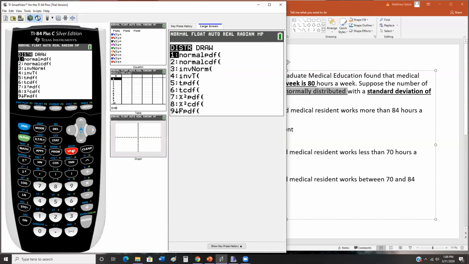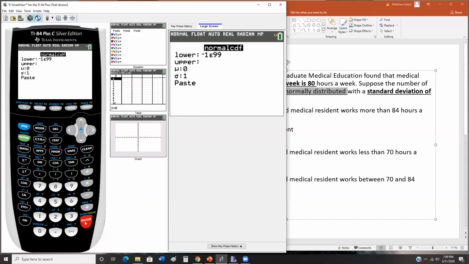Now I'm curious, did anybody watch the videos and know which one we're always going to use for these types of problems? Yes. Which is it? Normal CDF. Yeah, the normal CDF option, this one right here, number 2, makes this problem super easy. So everybody go down and click on it, okay?